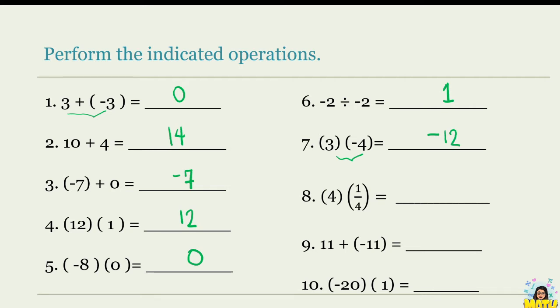Number 8, 4 times 1/4. Since we have a whole number multiplied to a fraction, we can have 4 times 1, 4, divided by 4, 1. Number 9, 11 plus negative 11. Again, we have opposite signs. Subtract their absolute values. 11 minus 11, 0. And number 10, negative 20 times 1, different signs, and this will be negative 20. So as you notice here, karamihan ng operations na given ay more on addition and multiplication because the properties that we are about to discuss are mostly applicable to those two operations.